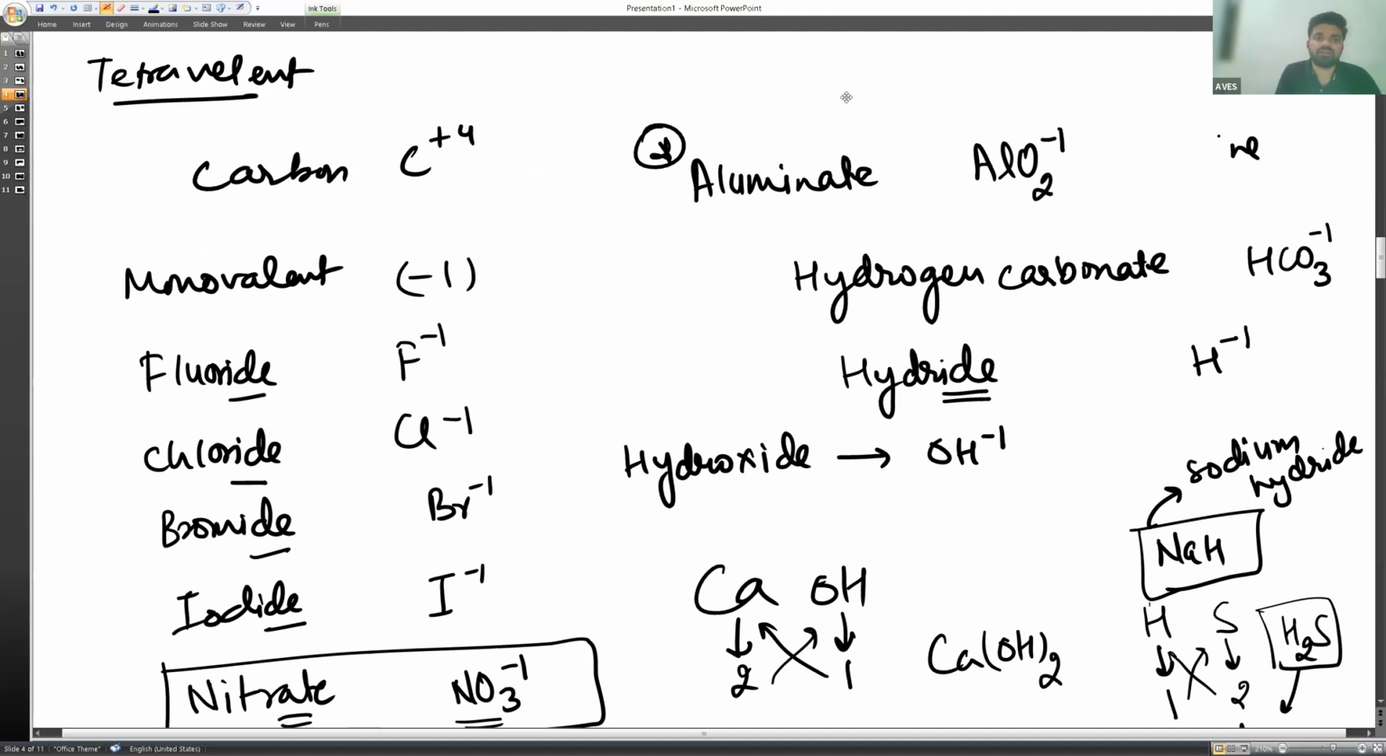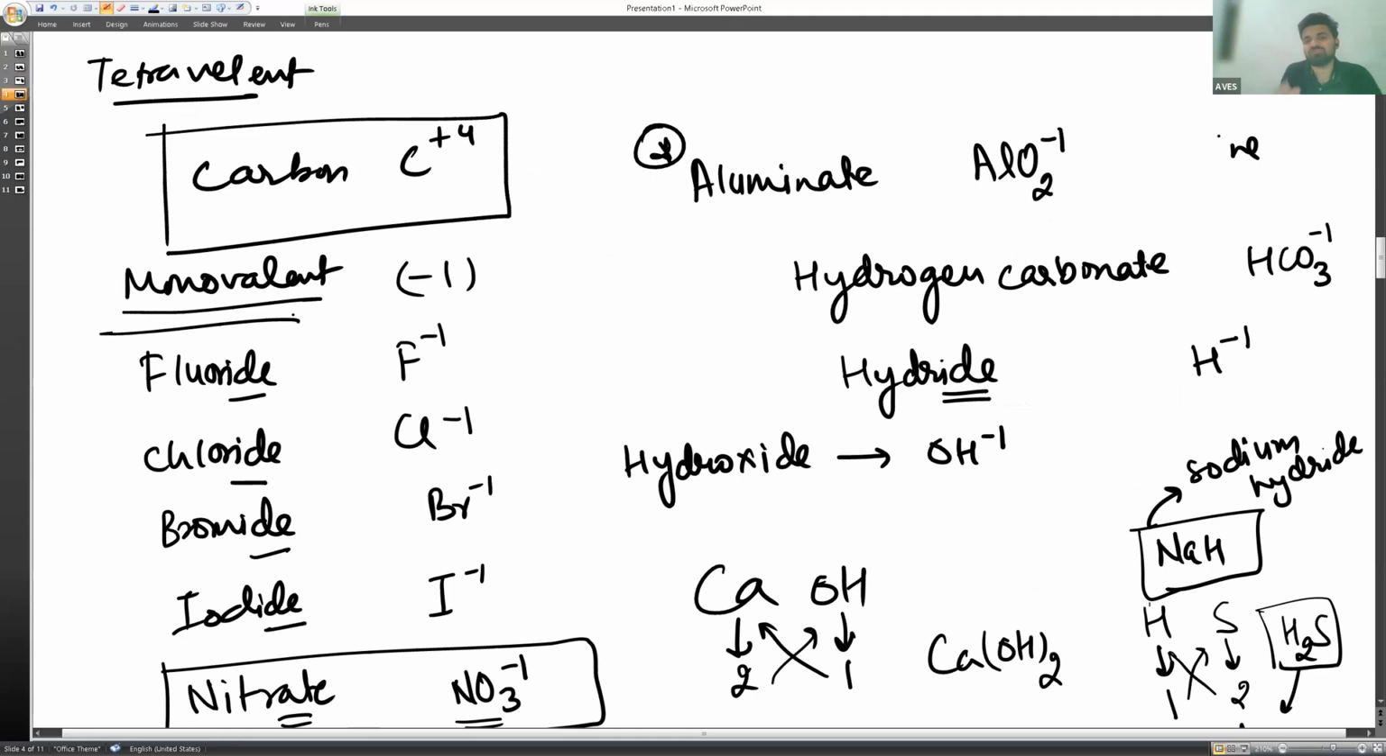Tetravalent. Tetravalent is only one, that is carbon. And then again in negative, monovalent. Mono means one, and valent means one valency, but it is in negative. Carbon has +4, then fluoride, chloride, bromide, iodide. Okay, note it down. These are having -1 valency: fluoride, chloride, bromide, iodide.